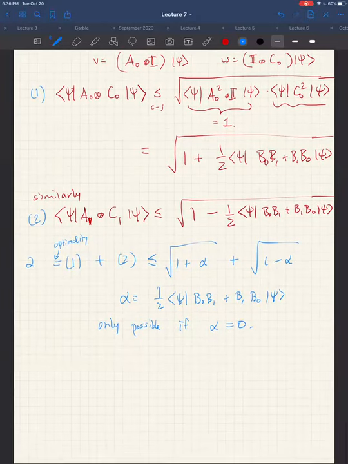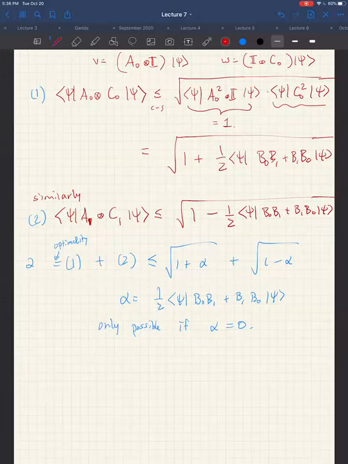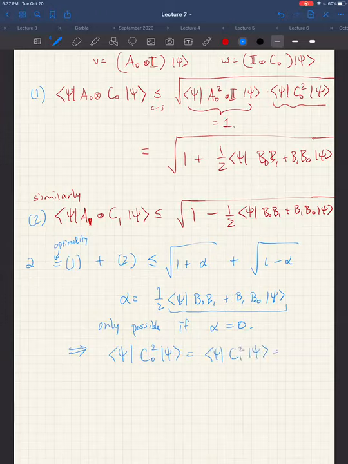Okay, it's not hard to see, but you can take my word for it. If alpha is equal to 0, that should already be really suggestive. This looks like the anti-commutator of B0, B1. So we're almost there. What it tells you is that C0 squared and C1 squared are equal to 1, or in other words, that these vectors have unit norm. That was the first thing that I wanted to show.